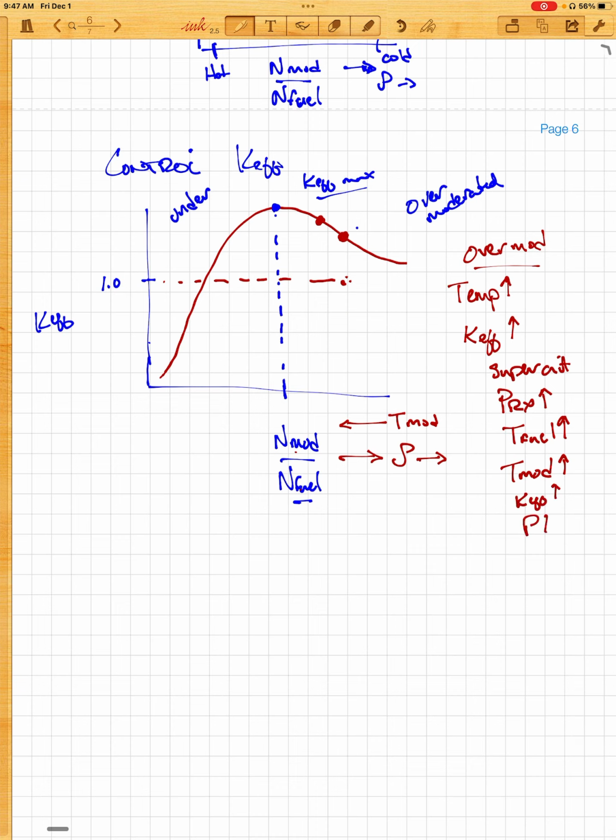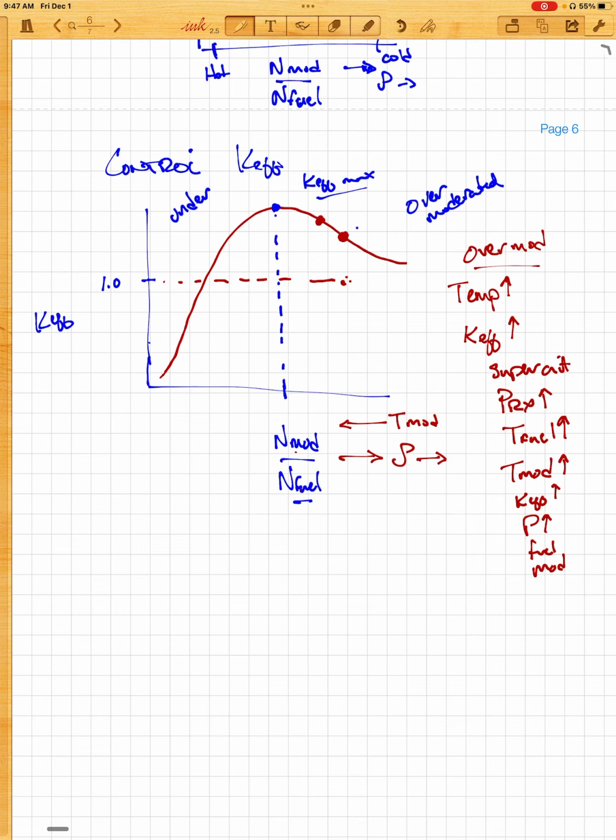Power, fuel, moderator, and on and on and on and on. So heck, man, that's hard to control. How do we control that? We do control that. I have done that personally.